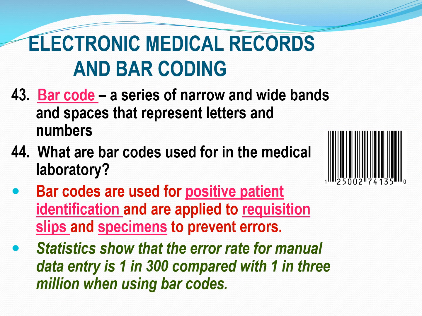Barcoding, okay? That's the standard these days for most of our bigger hospitals. These are ways to cut errors. A series of narrow and wide bands, as you see in that example, is used as a barcode, and all the information is housed inside that barcode. So how do we use those in the lab? They're used for positive patient identification.